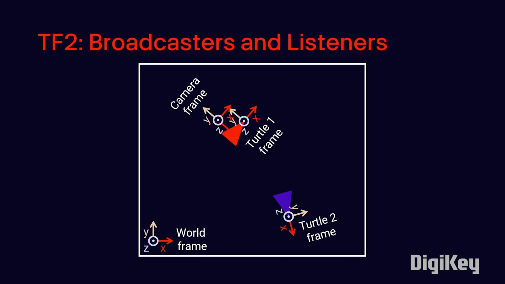Maybe we want the two turtles to move in such a way that Turtle 2 tries to stay in front of the camera. Who knows why? This is just a very basic example. To make this work, we need TF2 to track all these frames and how they move relative to each other.